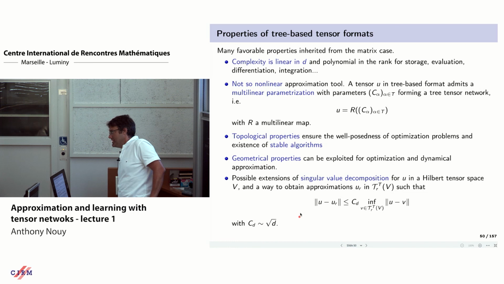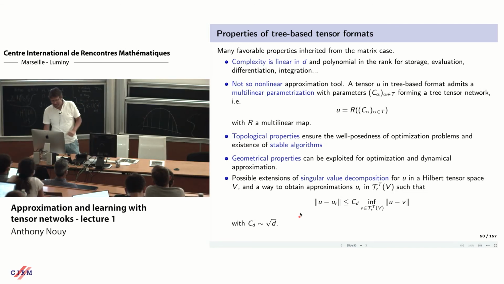And you can have an even sharper result if you have a binary tree. You can reduce your constant a little bit. But essentially, asymptotically in T, it will behave like a square root of 2D.